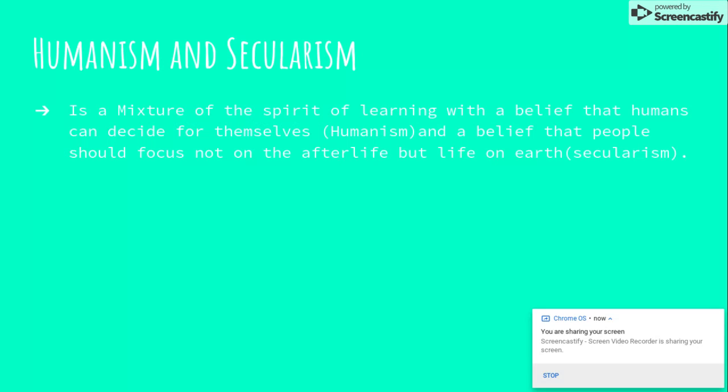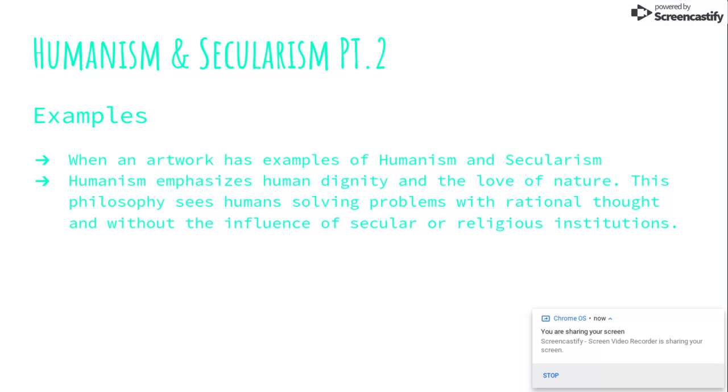Artwork that has secularism and humanism is a mixture of the spirit of learning with a belief that humans can decide for themselves, humanism, and a belief that people should focus not on the afterlife but life on earth itself, secularism. When an artwork is an example of humanism and secularism, humanism emphasizes human dignity and the love of nature. This philosophy sees humans solving problems with rational thought and without the influence of secular or religious institutions.